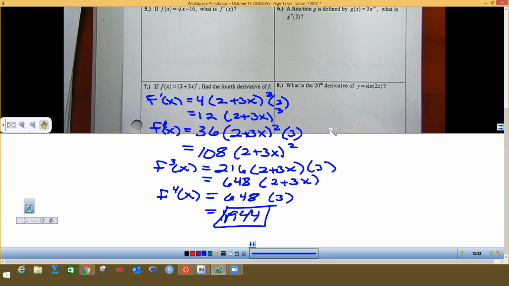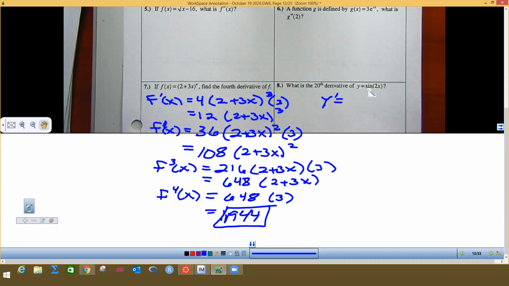All right, coming over here to number 8, it says, what is the 20th derivative of this? Now, it looks like we're going to have to do 20 derivatives, but I think we're going to find a pattern. Hopefully we find a pattern because I sure don't want to do it that many times. So the first derivative is, again, chain rule.